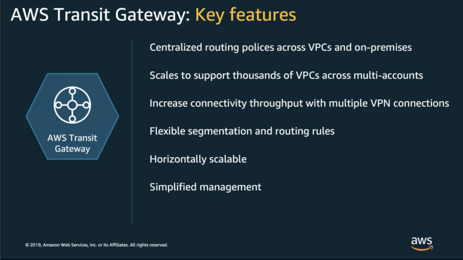There's flexible segmentation and routing rules, very similar to what you'd get with your Transit VPC architecture. It's horizontally scalable, so it automatically scales up and down as you'd expect any AWS service to, and it provides simplified management. We're not having to deploy routers, worry about updating that router code, and all of those type of management tasks, which can be quite time-consuming, and also can result in scheduled maintenance. There's no scheduled maintenance with Transit Gateway. It's just a native service.